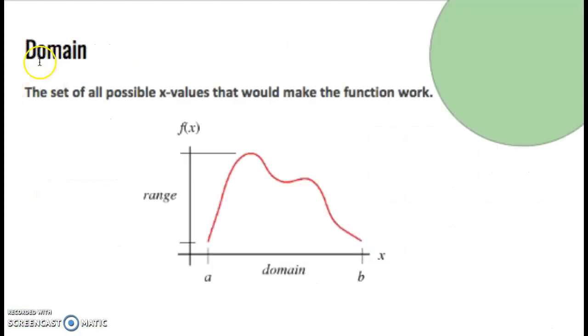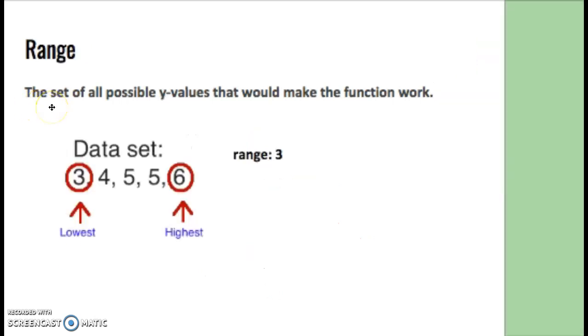So, what is the domain? The domain is the set of all possible x values that would make the function work. As you can see in this graph, the domain of this function or this line is a to b. Next is the range. The range is the set of all possible y values that would make the function work. In this example, the dataset is from 3 to 6, which means that they're 3 units away. That's why the range is 3.